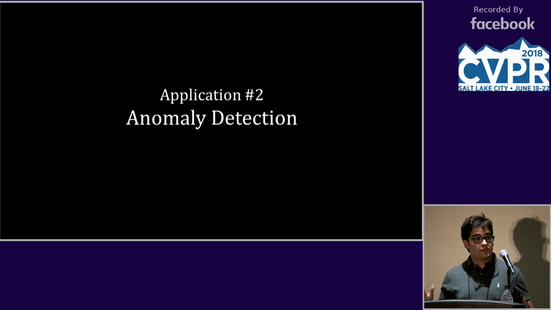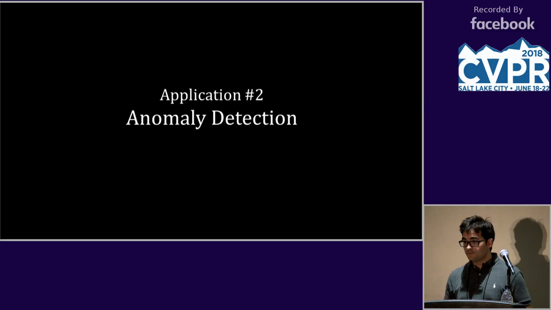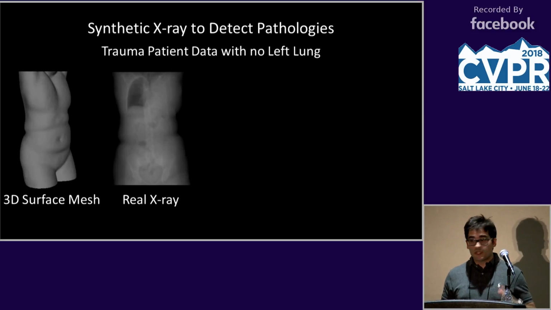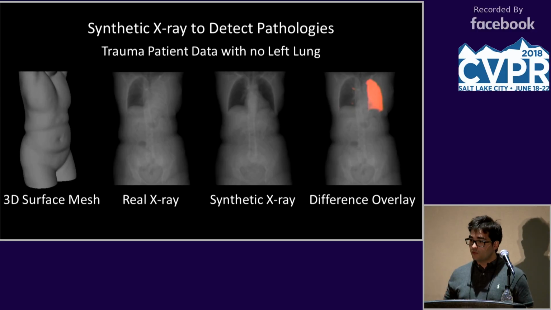As our framework was trained using only healthy patients, we can use the synthetic X-ray images to detect anomalies on X-ray scans. Here, for example, this patient has no left lung. We can then generate a synthetic X-ray and compute a difference overlay, which clearly shows the missing lung.